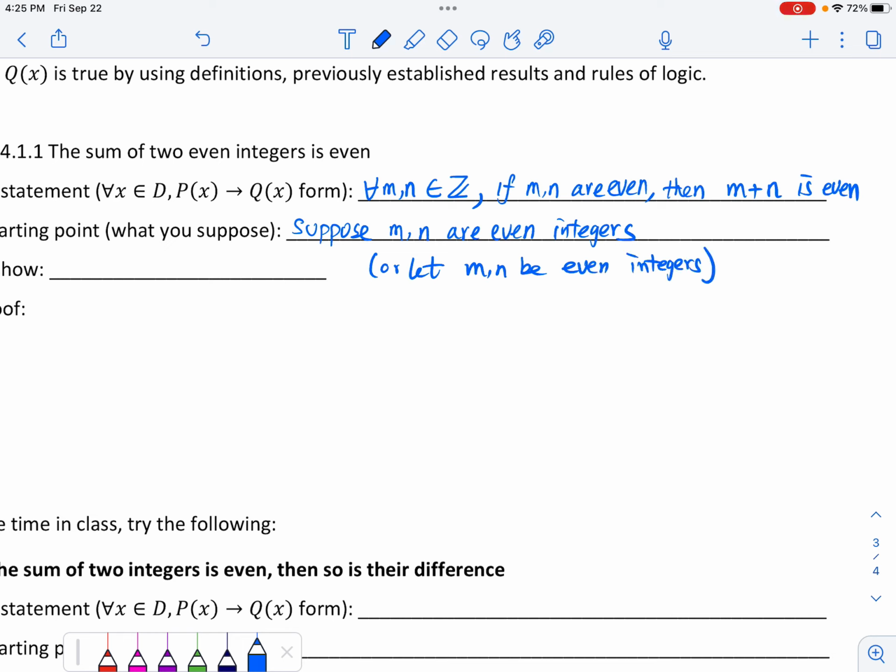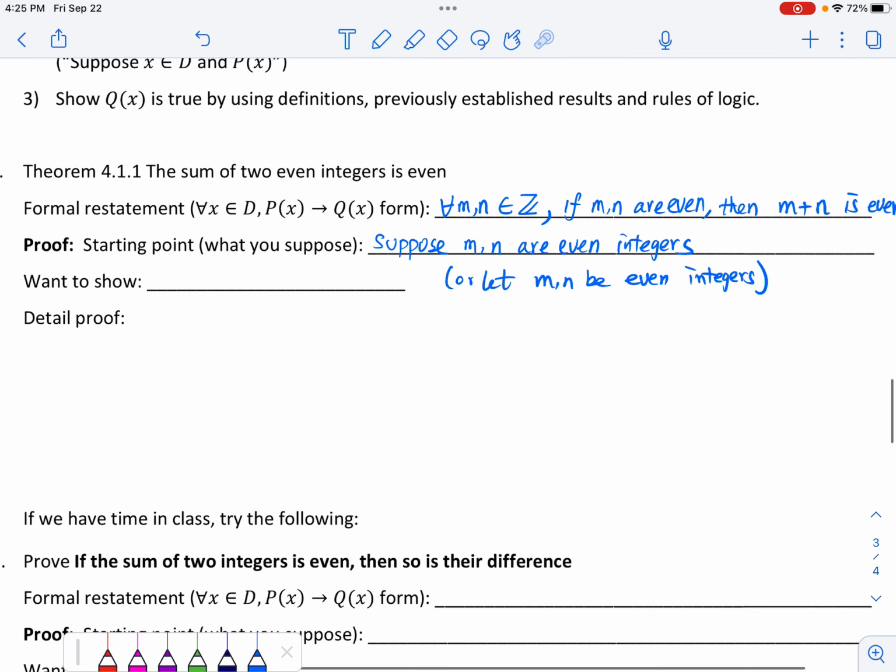And what do we want to show? Here's what we have already done. We assume that m and n are even integers, so that's what we have assumed. Then comes the conclusion, right? So this is what we want to show: then m plus n is even.